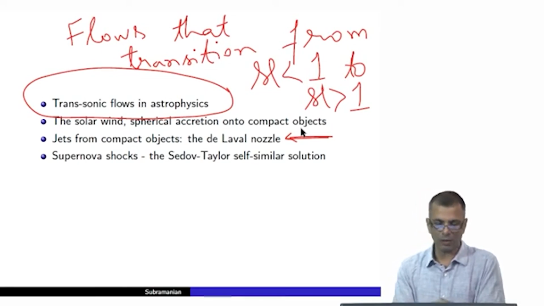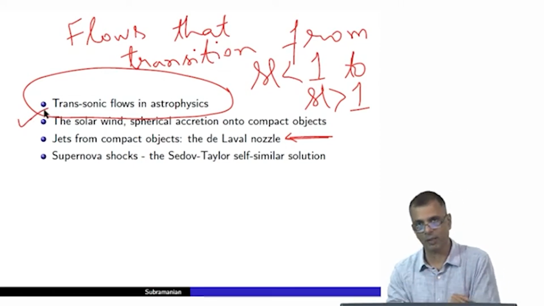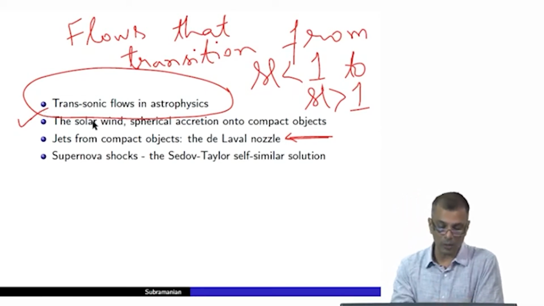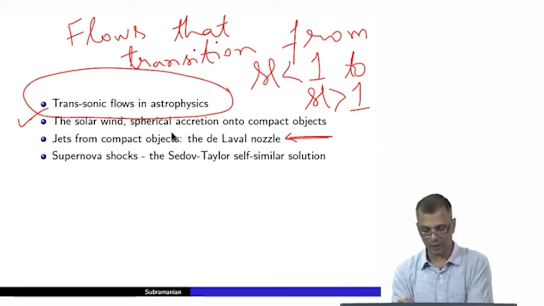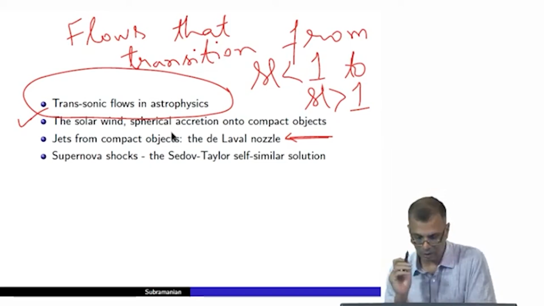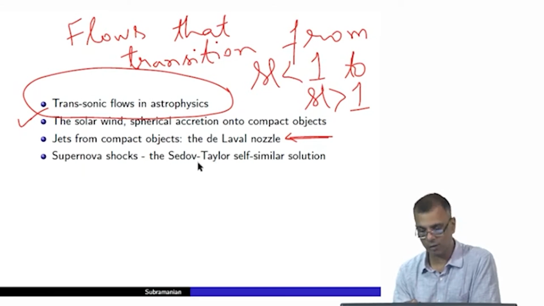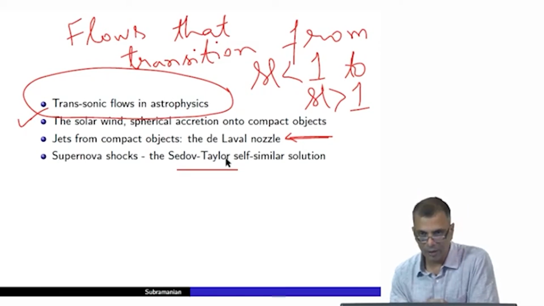And the next thing we will discuss is this. We will discuss two things at the same time, two very different astrophysical situations, the solar wind and spherical accretion onto compact objects. We will discuss this both at the same time. And then we will discuss supernova shocks, and in particular one particular kind of solution, called Sedov-Taylor self-similar solutions. We will explain all this terminology when we get to it, right?